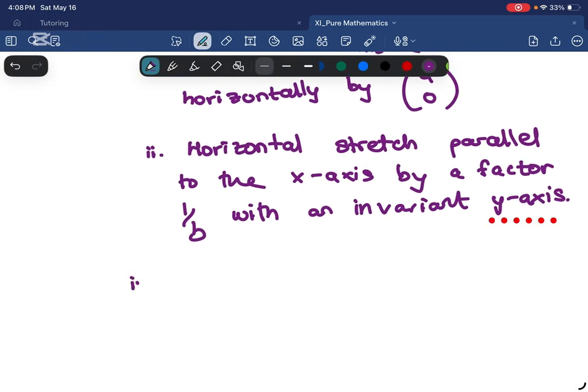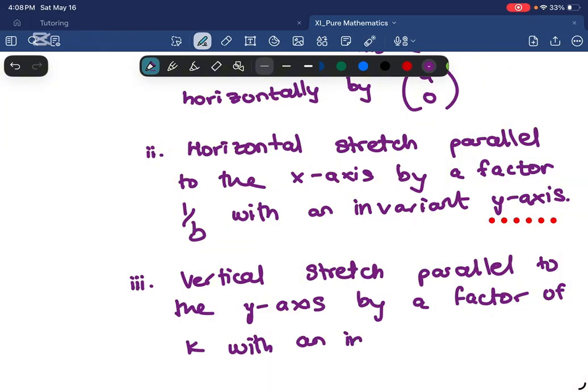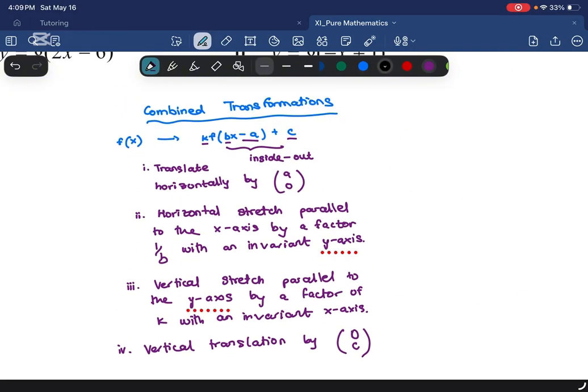And then I'm going to perform the vertical stretch. It's parallel to the y-axis by a factor of k with an invariant x-axis, and finally you're going to perform a vertical translation by the vector 0 comma c. So this is the order I like to follow. I start with a horizontal translation, then do a horizontal stretch, then do a vertical stretch, then do a vertical translation. And usually this should correctly transform your graph of f of x to this expression.